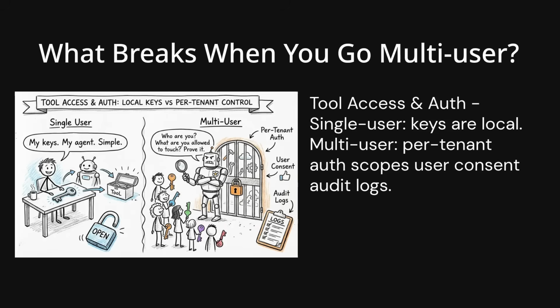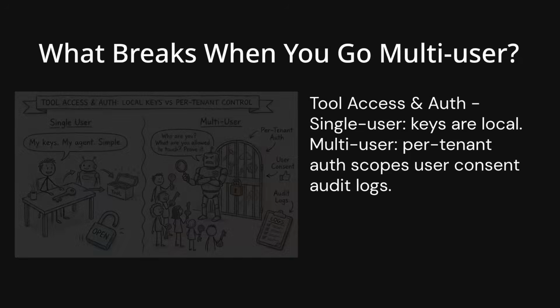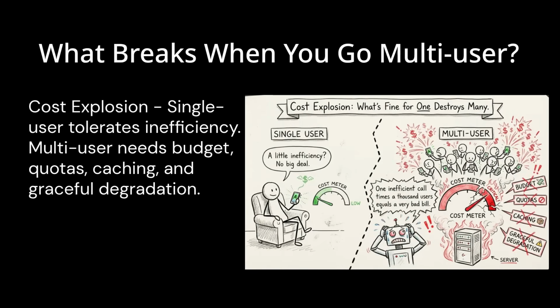The other big issue that you face when you go multi-user is the whole idea of a cost explosion. So with single user agent systems, people tolerate inefficiency. They don't mind when something goes wrong. They know that maybe they didn't prompt it right, that they weren't able to get the right skill to activate, and they will basically keep going at it themselves. With multi-user systems, you need to be aware of things like that, and you need budgets and quotas to prevent things from going wrong. And also you need to think about graceful degradation for when things go wrong.